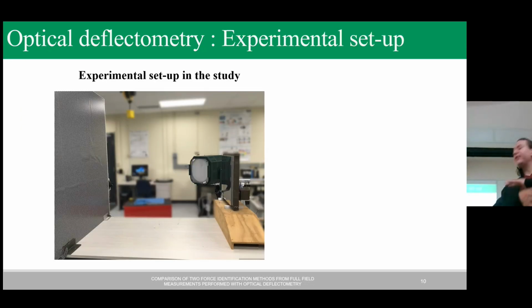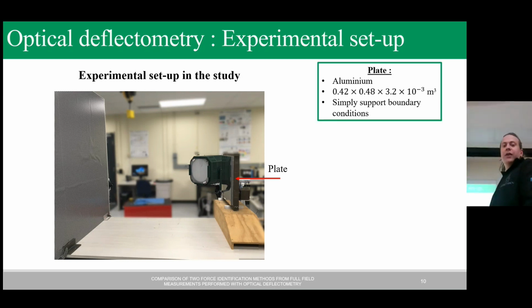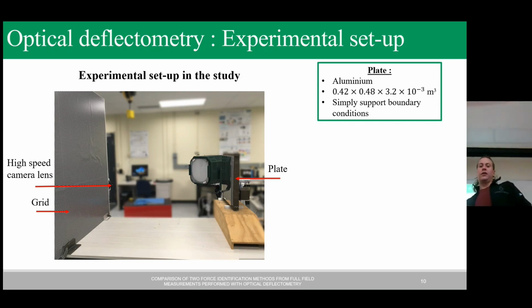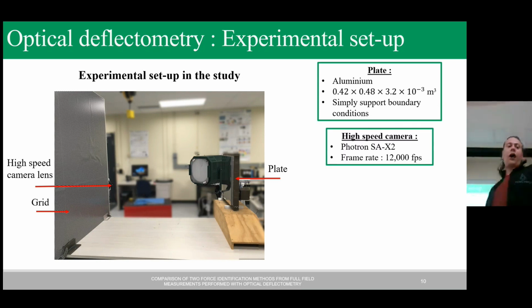Now, let's have a look at our experimental setup in this study. Here you can find the plate. You can see that indeed it has a surface which acts like a mirror. Our plate was made of aluminum and had simply supported boundary conditions. The grid is placed in front of the plate, and you can see also the high-speed camera lens. In our case, our high-speed camera was the Photron SA-X2, and it had a frame rate of 12,000 FPS.